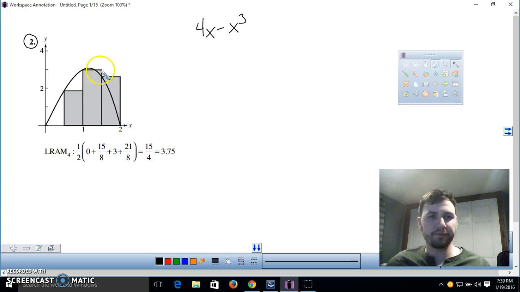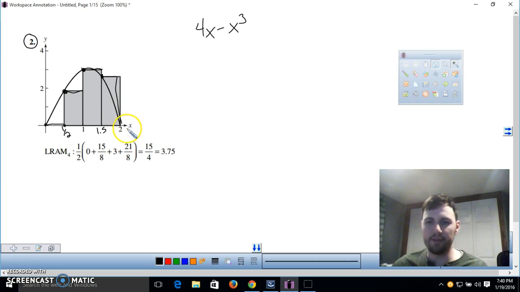Since we're using LRAM with sub-intervals of a half, and it told you that in the question, we go over here and we start at 0. We go over. That's a half. We go over at 1, and then 1.5, because that's halfway between 1 and 2, right? And they're sub-intervals of 1/2. Little dot, and you go over. Oh, that was terrible. Okay. So we have our 4 rectangles, sub-interval of 1/2. So if each one's a half, we do 1/2, right?